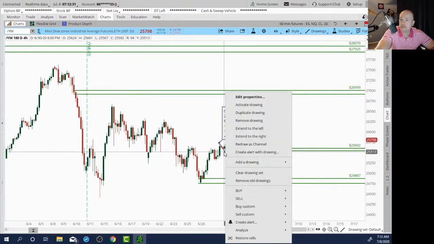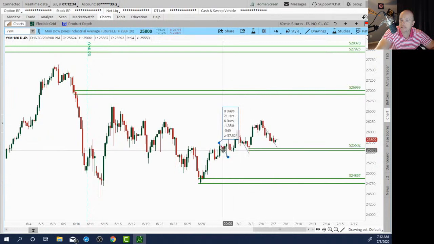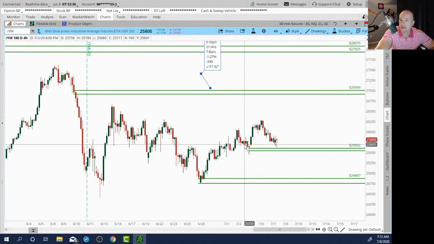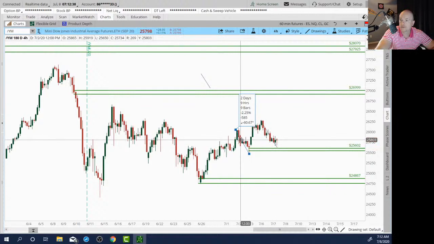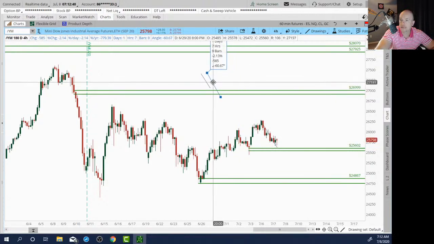Well, what's happening with each of these pullbacks? Let me just put them side by side. There's our first pullback. There's our second pullback.